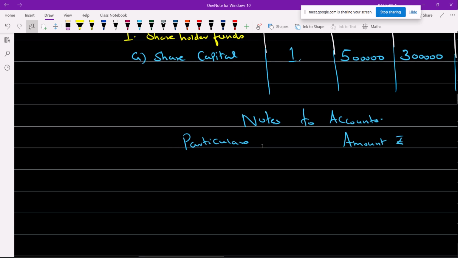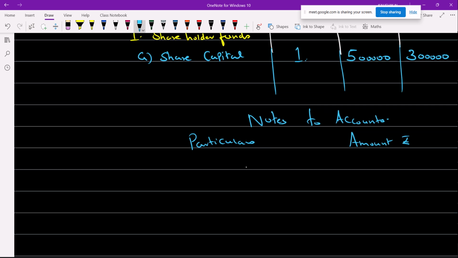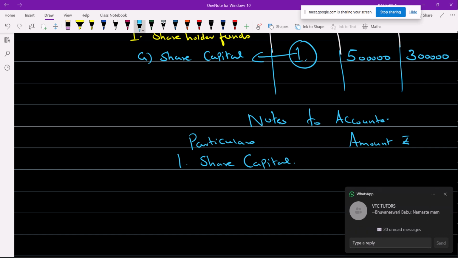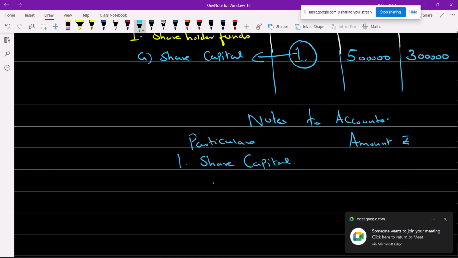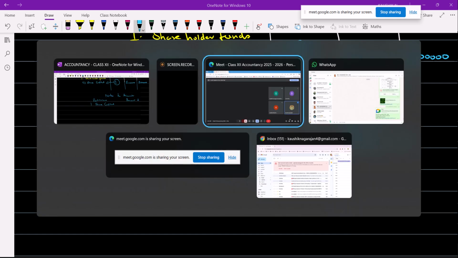Now in this particular column you would have been given information in such a way: first, number 1 denotes share capital. You will record that share capital here, and below this you will mention the breakup of the share capital, which means how much is authorized and how much is issued.